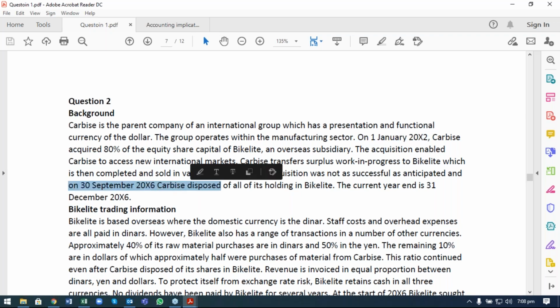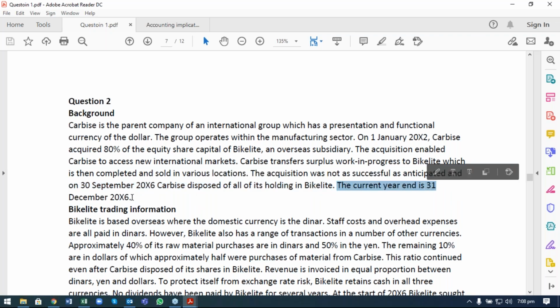It means around 3 or 4 years is the time period for which the subsidiary was within the group structure. The current year end is 31st December 2006. So this is the year end of the parent company. Now we're looking into Backlight trading information.